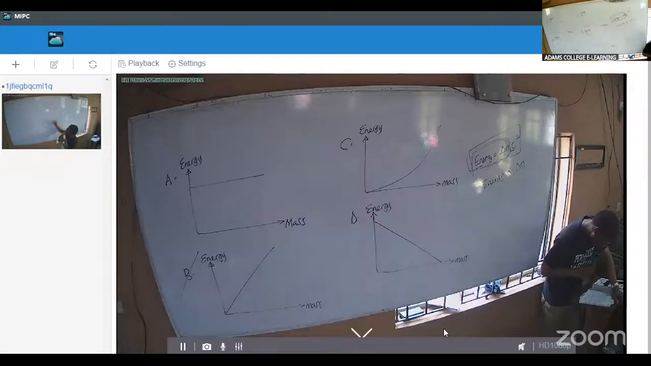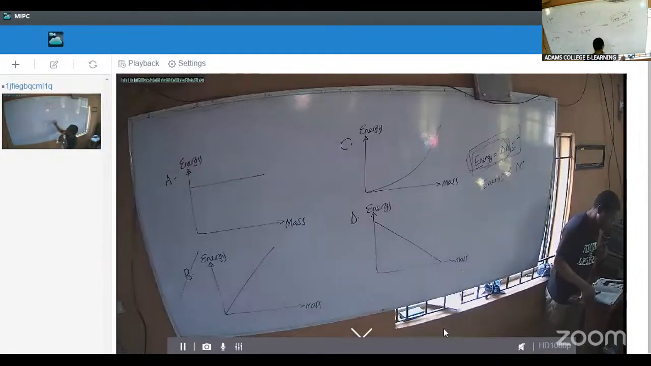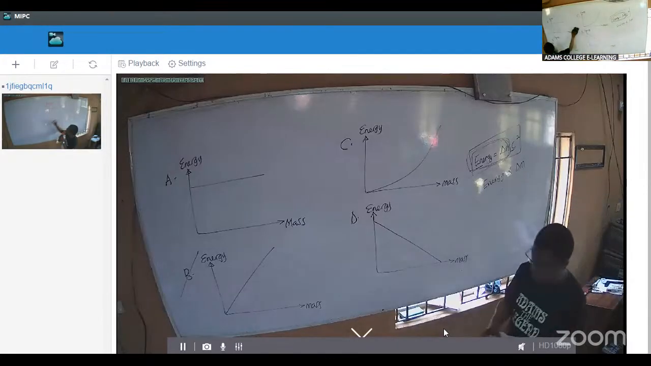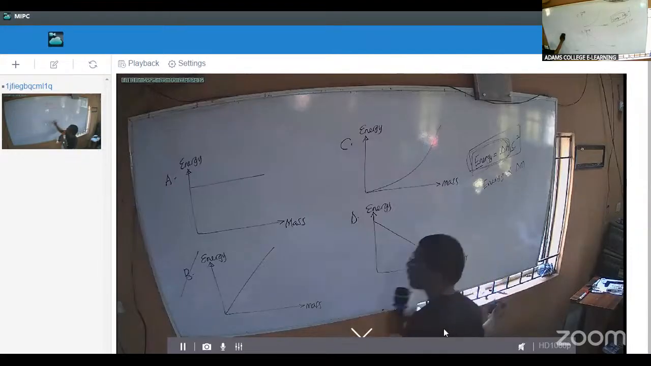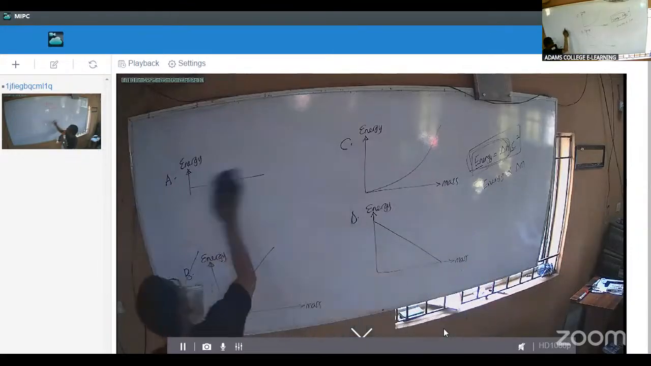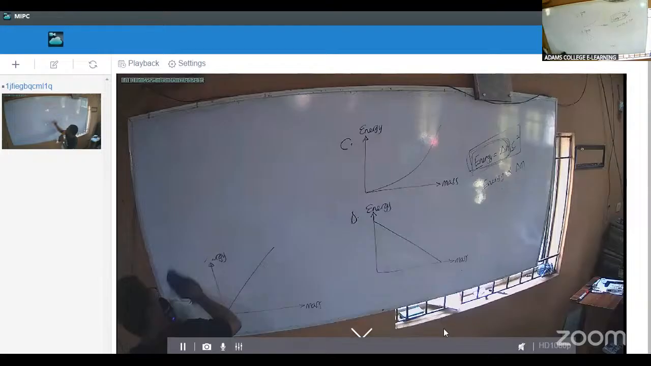Next question. You will draw again. So the answer is B. I'm sure those who got B are right. Any line that passes through the origin, once a graph passes through the origin, that is the answer. Okay, at least you guessed right.